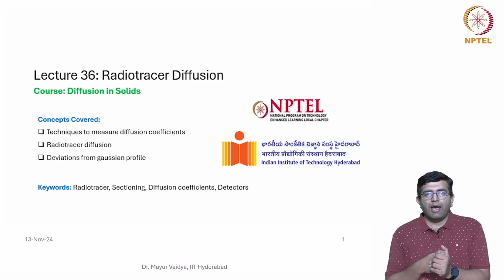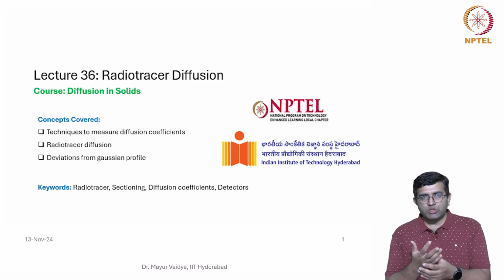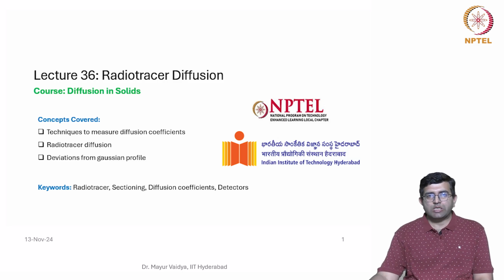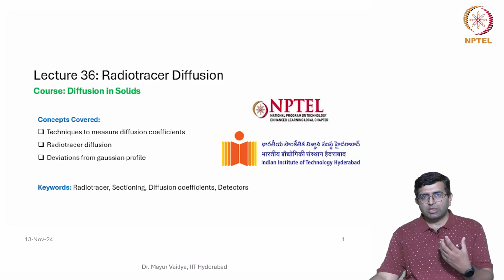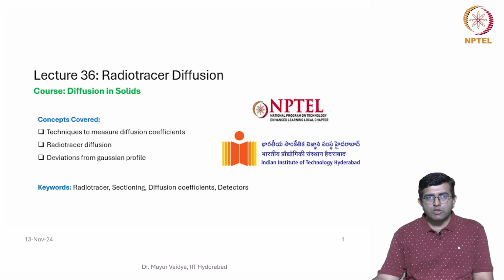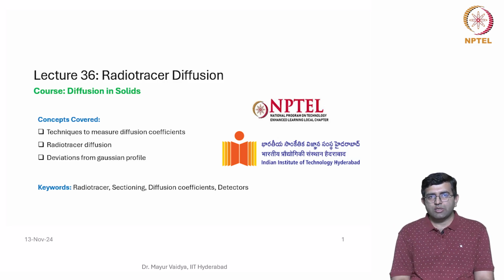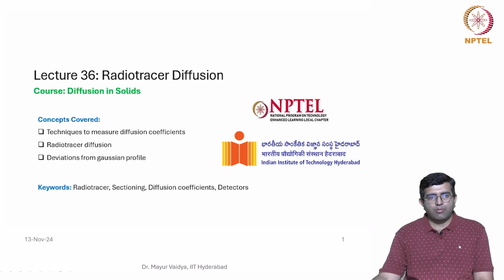And today we will be starting with one of the most important techniques of measuring the diffusion coefficients, which is known as radiotracer diffusion. This is probably the most direct method to use. So we will give a brief intro about various techniques to measure the diffusion coefficients. Then we will detail the radiotracer diffusion and some points about what causes the deviations in the profiles that we get from the radiotracer techniques. So these are the keywords you can look for, and let us begin.